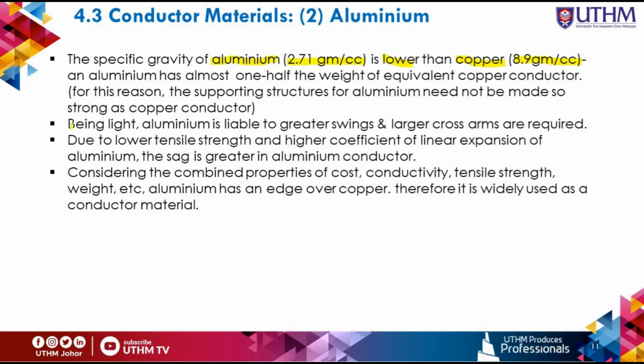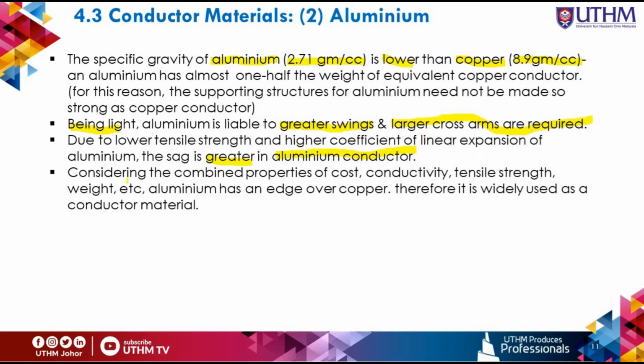Being light, aluminium is liable to greater swings, and therefore larger cross arms are required. And due to lower tensile strength and the higher coefficient of linear expansion of aluminium, the sag is greater in aluminium conductor if we compare with the copper conductor.